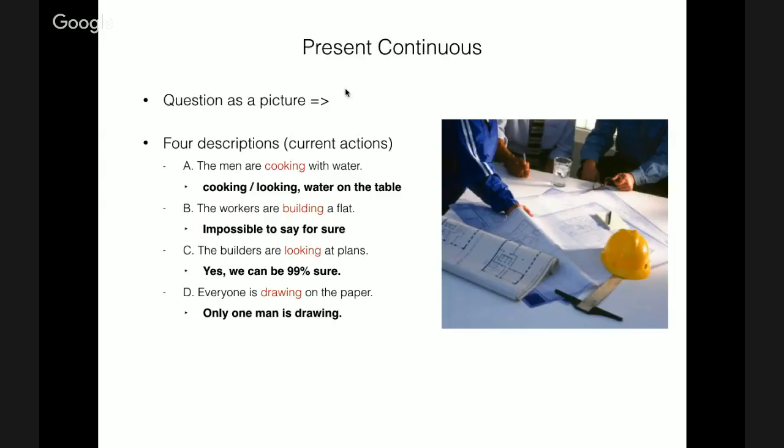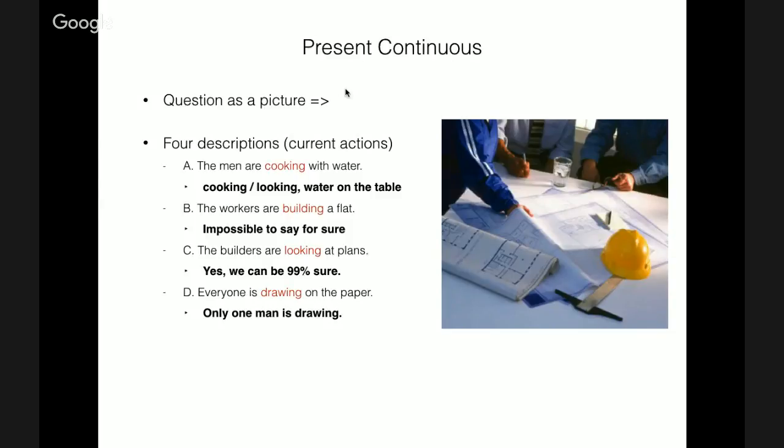It's not a maybe, it's, yeah, okay, I see. That makes sense. And D, everyone is drawing on the paper. So you say, yeah, there's one guy drawing on the paper. Yeah, but you have to get it exactly right. Not one guy is drawing on the paper. Everyone is drawing on the paper. No. So, there are 2 guys who are not drawing on the paper.